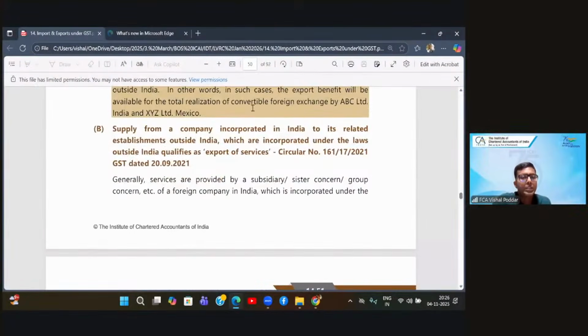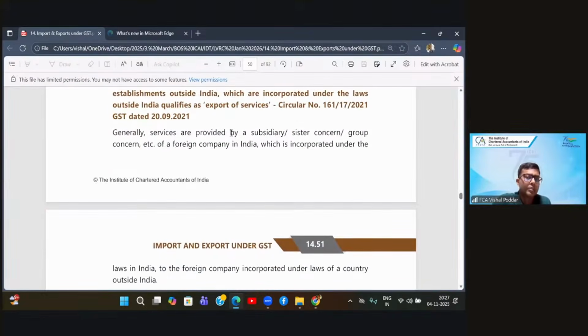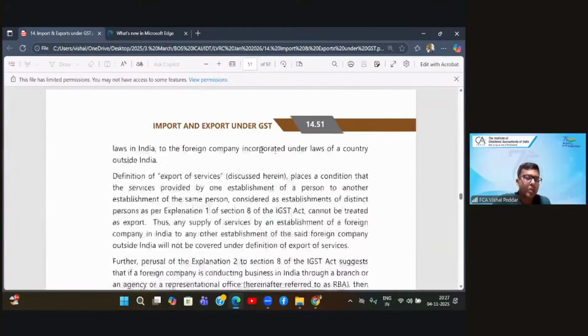Now, supply from a company incorporated in India to its related establishments outside India, which are incorporated under the laws outside India, qualifies as export of service. Now, what is this? Generally, services are provided by a subsidiary, sister concern, group concern, etc. of a foreign company in India, which is incorporated under the laws in India, to the foreign company incorporated outside India. So, there is a foreign parent, it has created some subsidiary in India, or there are two companies which are sister companies. Why? Because they are under the same management.